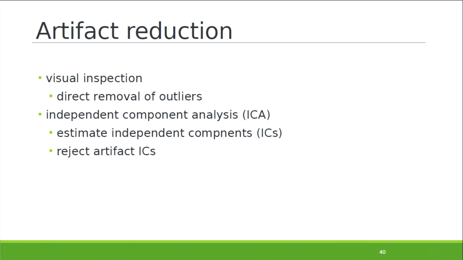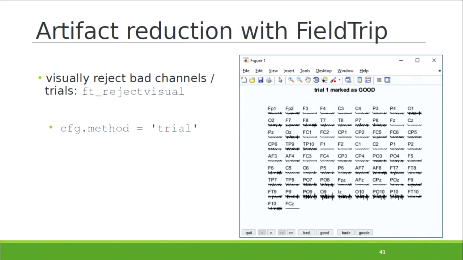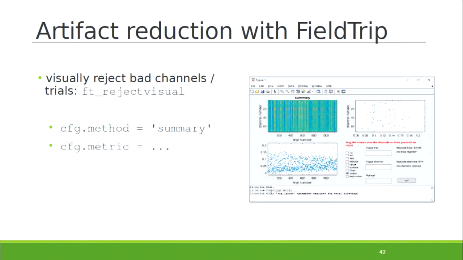We will mainly focus on visual inspection here. So you have this function ft_rejectvisual in FieldTrip. And for example, you can pass the method trial, so you can scan through all trials and just look if some are really messed up and just delete them from the data. Another option is to use the method summary, where you can have different sorts of metrics. In general, that opens a window with a nice graphical interface, so you can just click on outliers in the data. So, for example, if you see some dots there that are really off, depending on the metric that you use, you can just delete them graphically.